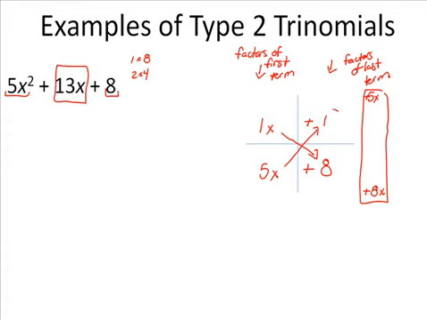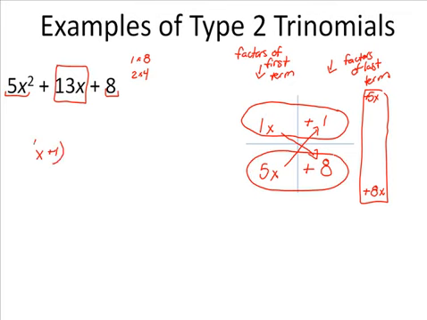Now your factors are just your rows. 1x plus 1 is one factor, 5x plus 8 is the other. So x plus 1 and 5x plus 8.